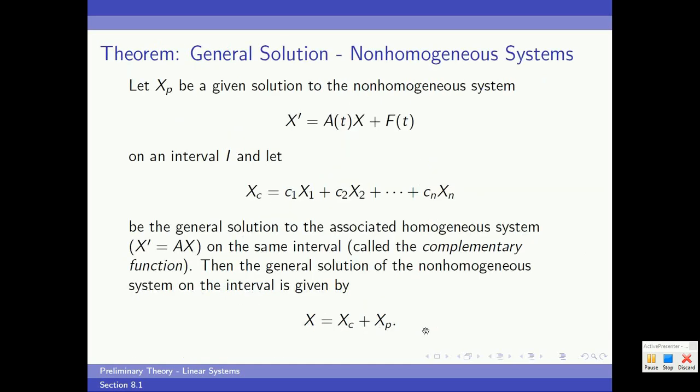Okay, so for non-homogeneous systems, we let xp be a solution to the non-homogeneous part, and we let our xc be the solution to our homogeneous part. So just like before, our general solution to a non-homogeneous equation is our solution to our homogeneous part plus our particular solution.